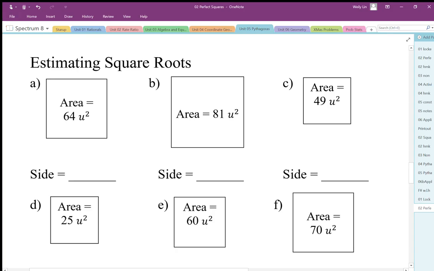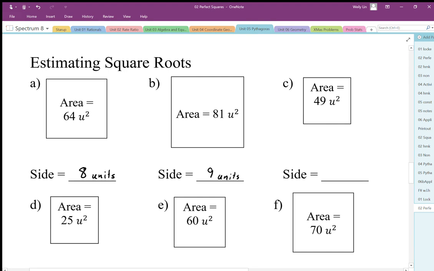So I have 64 squares here. To get 64 squares, I need an 8x8 side length. So my side is 8 units. And if I draw 8 units along the side, I can actually sketch in 64 squares here. Here the area is 81. 81 is a perfect square, so the side length is exactly 8 units.